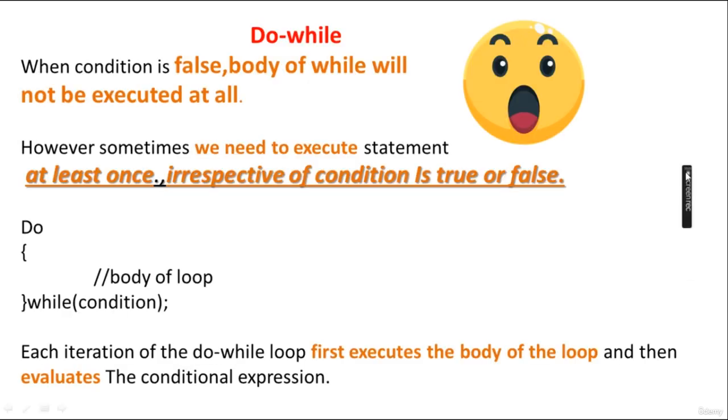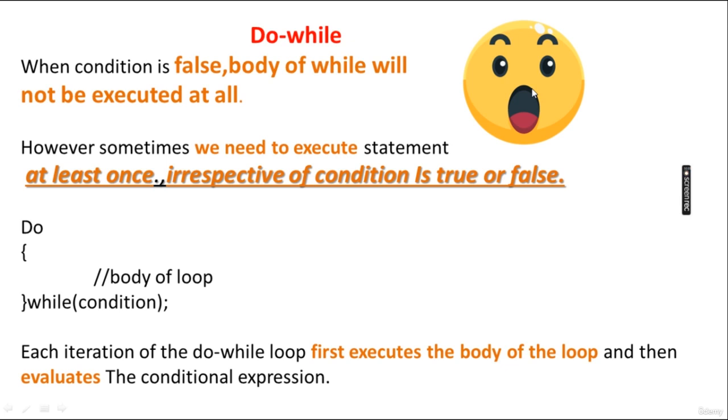Then the do while loop. When the condition is false, the body of while will not be executed at all. Condition is false, you will not go inside at any cost. However, sometimes we need to execute a statement at least once, irrespective of whether the condition is true or false. Whether my condition is true or false, I need my statement to be printed. I need my statement to be executed at least once.